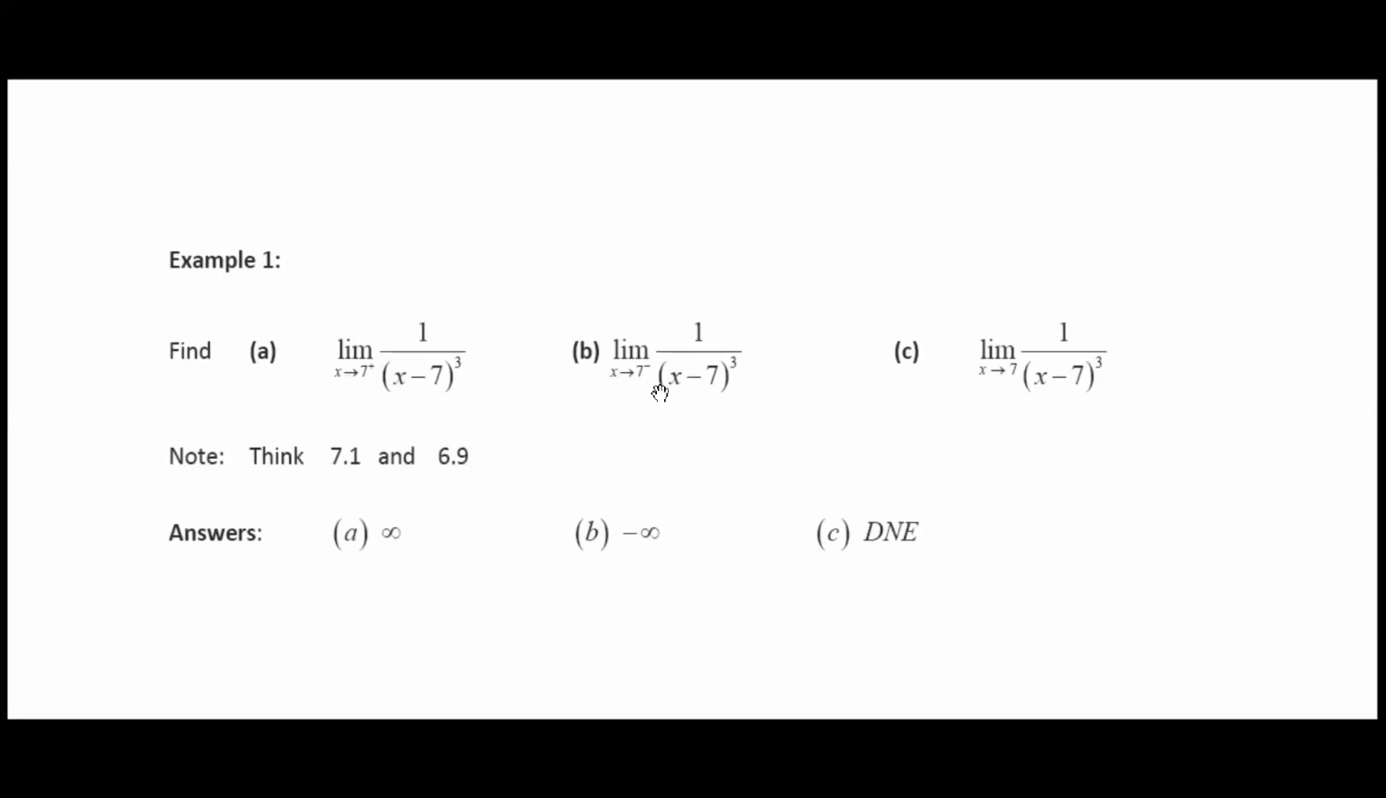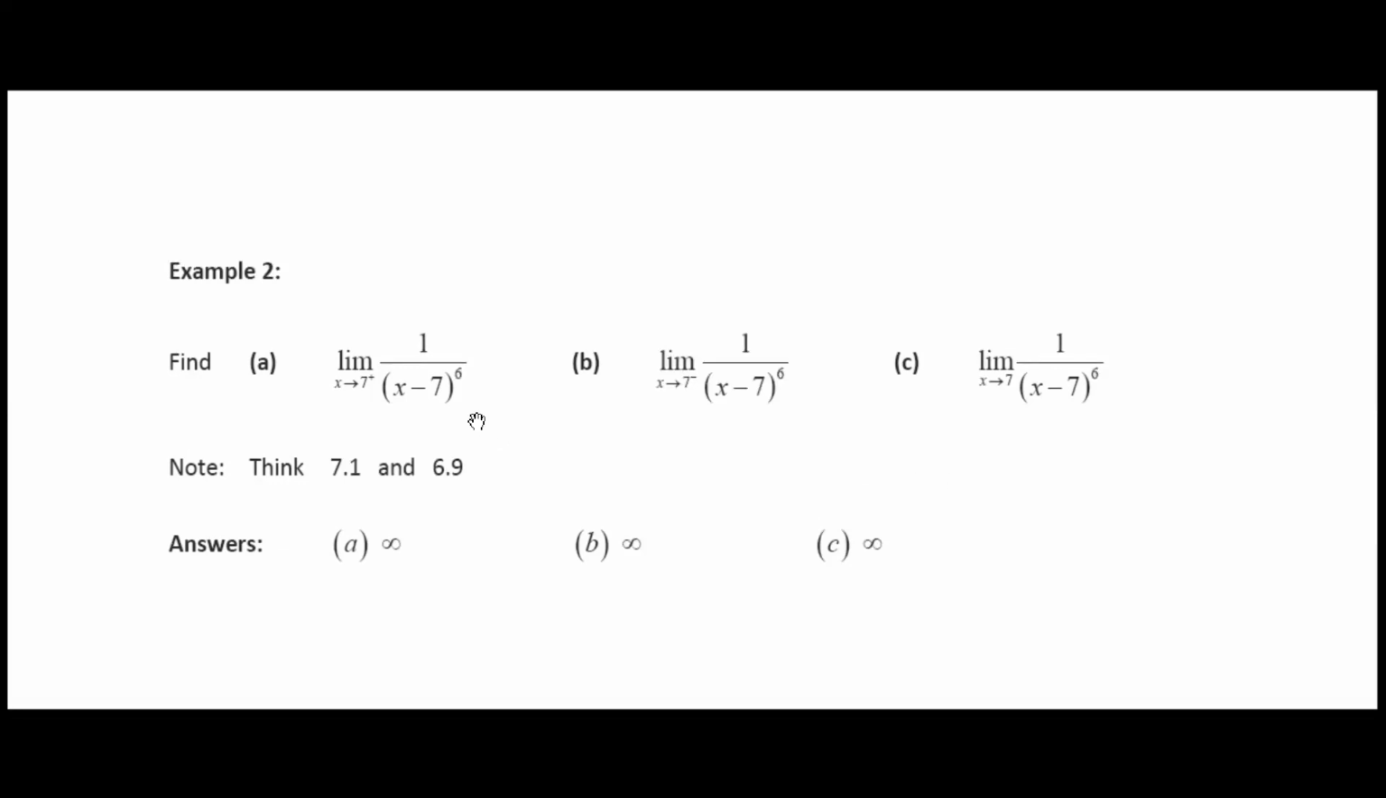On the other hand, when we trace 6.9 into this, we're going to get 6.9 minus 7 is negative 0.1. And when you cube a negative, you're going to get a negative. So it's going to be positive over a negative, very close to 0 but negative. And that's going to give you negative infinity. Now, since this is infinity and this is negative infinity, they are not the same, so we say the limit does not exist. So the answer is C in these exercises.